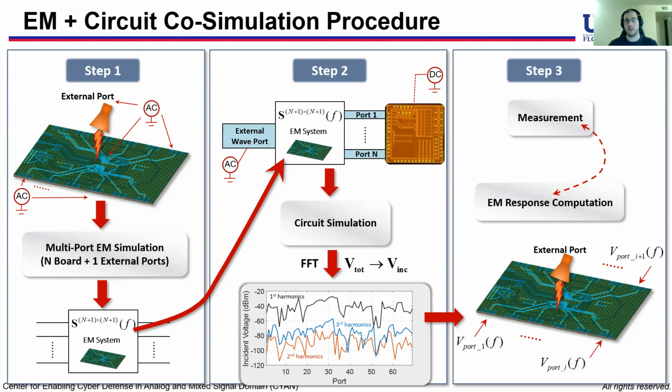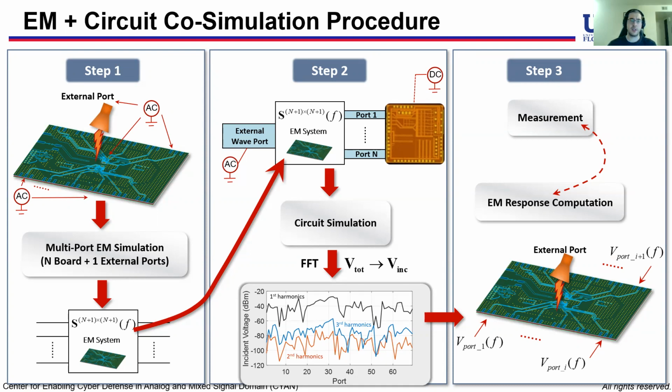Since the board itself is linear, in the first step, we solve the Maxwell's equations on this board to obtain an S matrix, which will represent this board in the upcoming circuit simulation. So in this S matrix, every connection that can be made with this board, such as SMA connectors, wire bonds, or even external plane wave electromagnetic field generators, are all represented as individual ports.